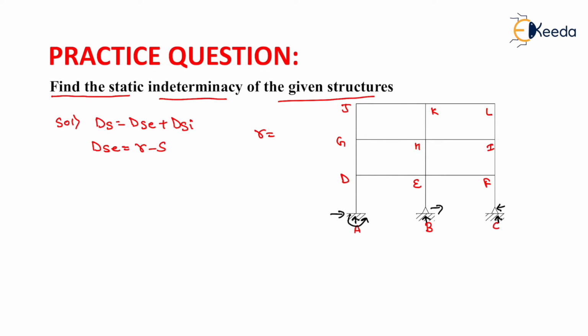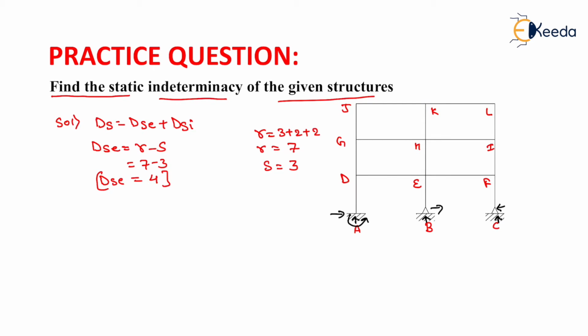Now, the total number of external reactions will be equal to 3 at A, 2 at B and 2 at C. So, the total sum will be equal to what? 7. Now, we know that in case of a frame, the number of equilibrium equations will always be equal to 3. So, the external indeterminacy will be 7 minus 3, which is equal to 4. That will be the external static indeterminacy.